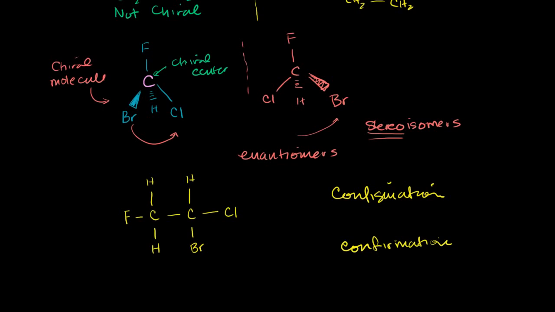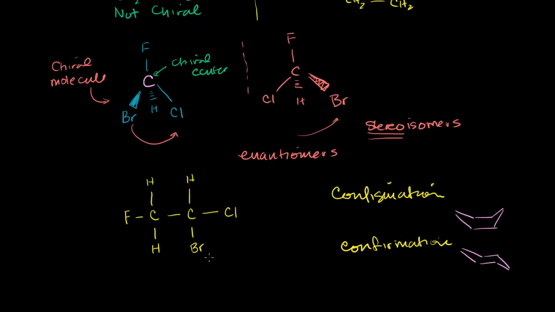So when we talked about cyclohexane being in a boat conformation, or cyclohexane being in a chair conformation, it's the exact same molecule with the exact same connections. We didn't detach any bonds or reattach any bonds. They just flipped around a little bit. So these are two different conformations. These are two different configurations. To go from one configuration to another, you have to rearrange bonds.